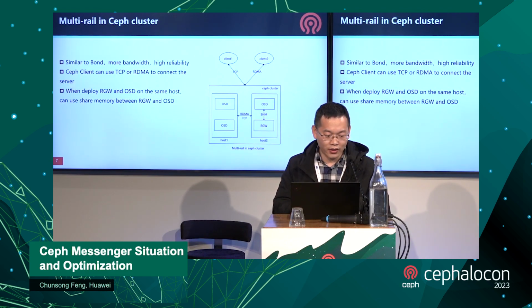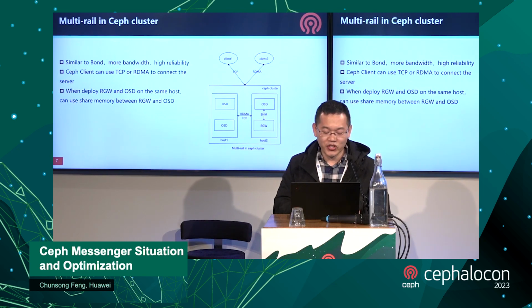For the multi-rail, multi-rail is an attractive feature of UCX. So there are 3 types of use of multi-rail in the Ceph cluster. First one is similar to bond. It can achieve more bandwidth or high reliability.